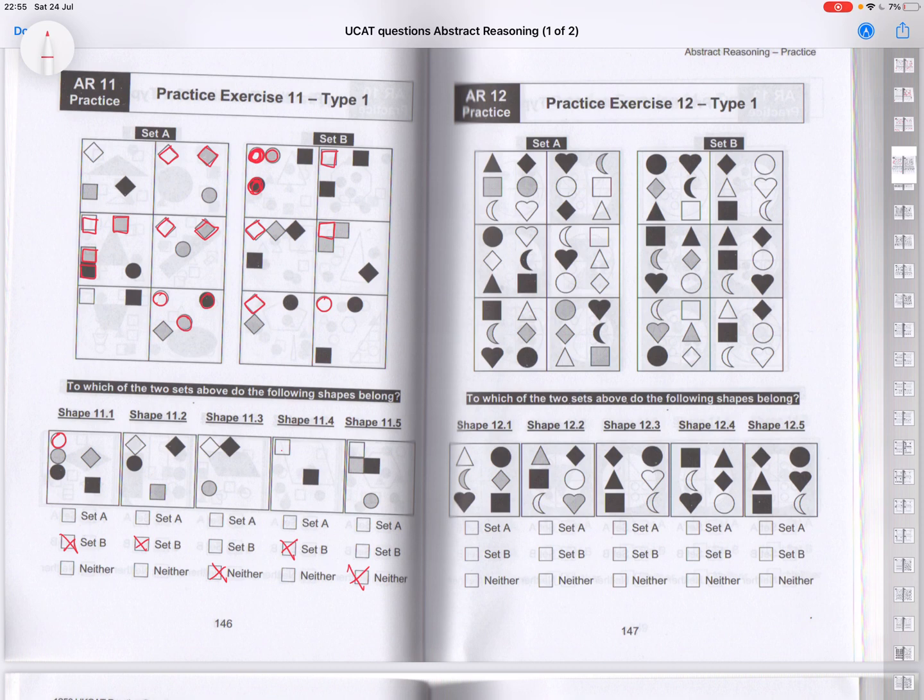Okay, so for me that was a much more tricky one. I wonder how you felt about that one. Well done if you did that more quickly than we did it together. Having a look at practice number 12. Let's see how you get on with this one. Your time starts now.